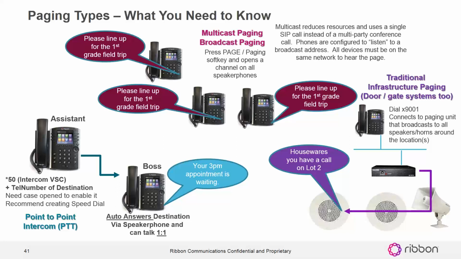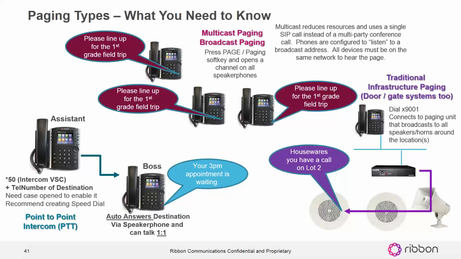And a couple of things that the big deal here is they have to be on the same network, okay? So we'll talk through this as well. And an example here, you know, for the traditional one is, you know, housewares, you have a call on lot 2 or line 2, like what we were talking about there.